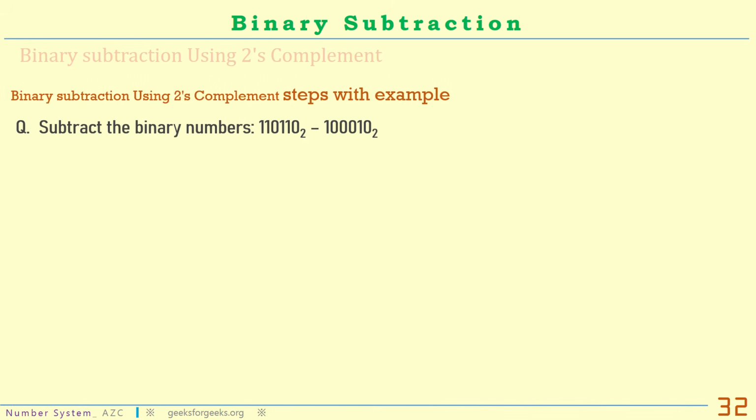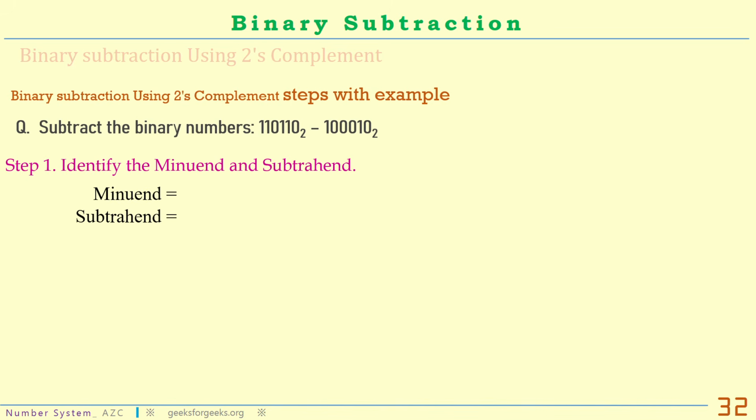Binary subtraction using 2's complement. Steps with example. Subtract the binary numbers 11011 minus 10010. Step 1. Identify the minuend and subtrahend. Minuend is 11011 and subtrahend is 10010.